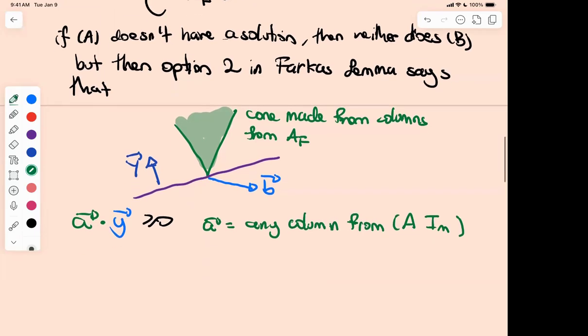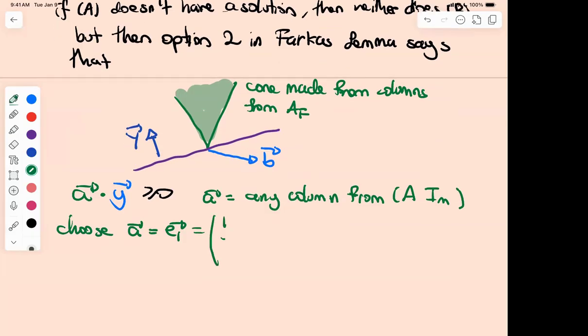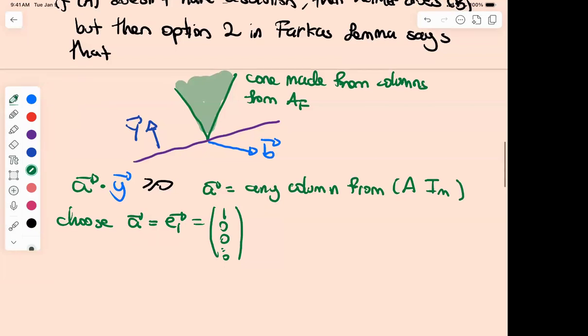So choose A to be this vector, which, if you remember the notation from linear algebra, is called e1, which is one followed by a bunch of zeros, right? So what is the dot product between e1 and y? What would that give you?